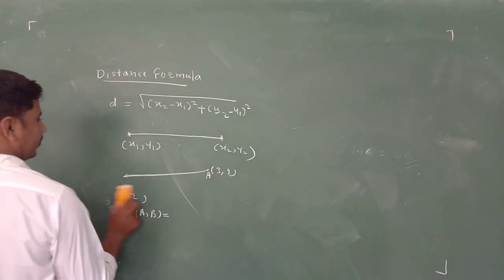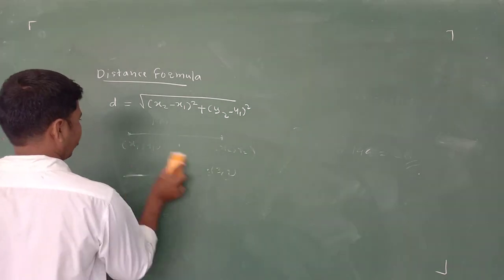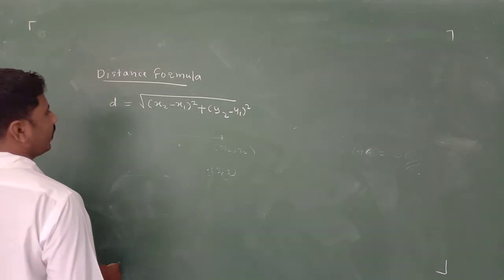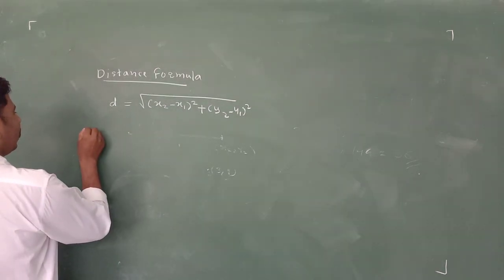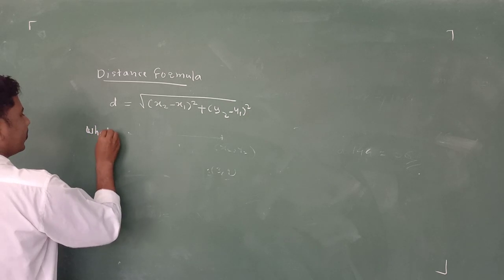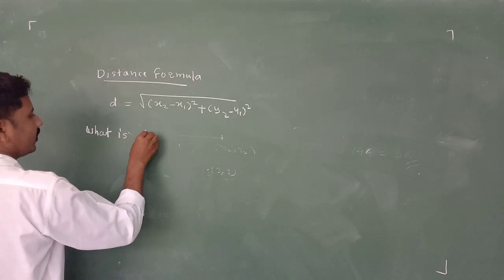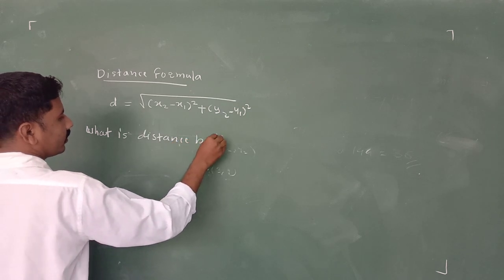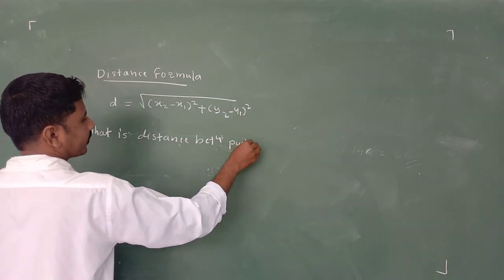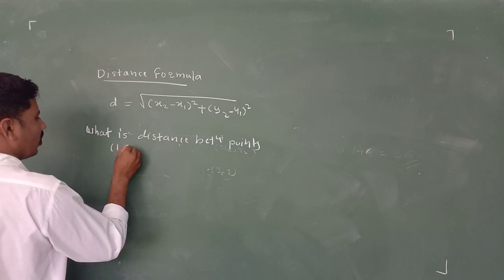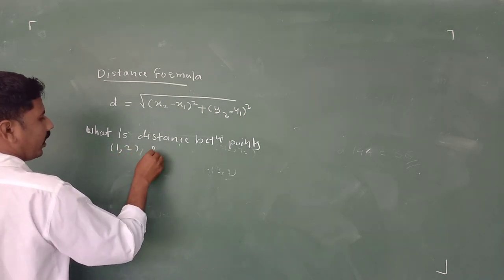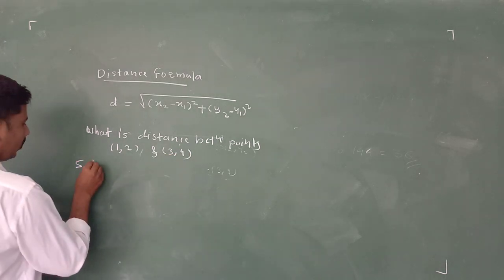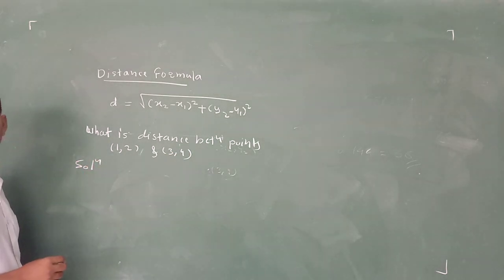Question will be like this. Remember this formula and question will be like this. What is the distance between points 1, 2 and 3, 4? Then solution will be like this.